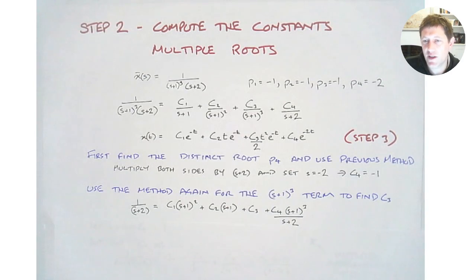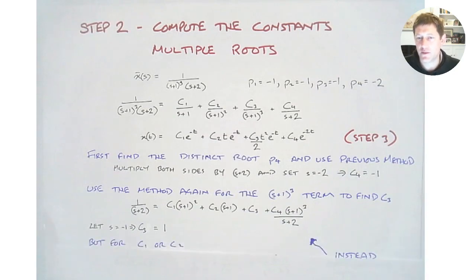So you can see already that the same method will work. If we set s plus 1 equal to 0, so s is minus 1, this term is 0, this term is 0, and this term is 0, leaving us just c3, and then we can find out what c3 is. We do that, and c3 is equal to 1. So that's great. We've got two of the roots for the same method.